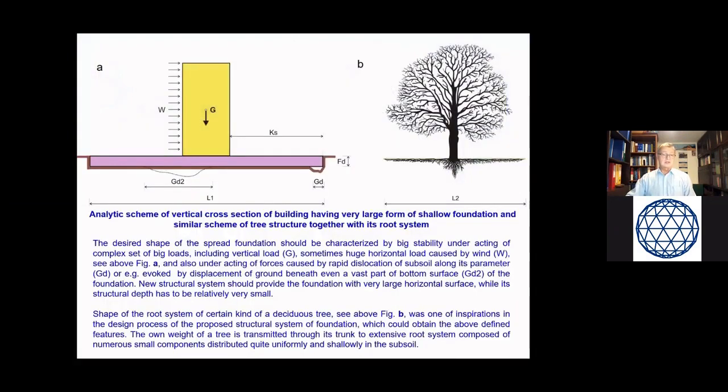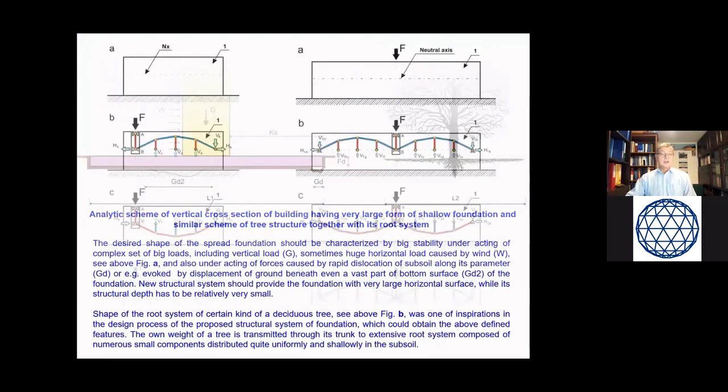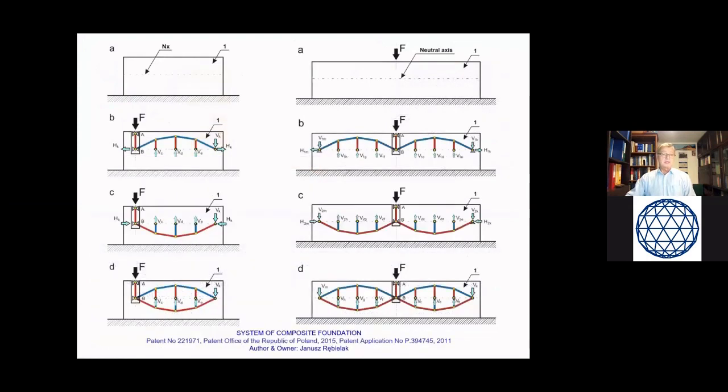Support structures of tall buildings can also be counted among the wide family of spatial structures. So far, I have proposed two types of foundation structures. The structural concept of the final shape of the system of composite foundation is presented in the next slide. The point of the proposed technical solution is as follows.